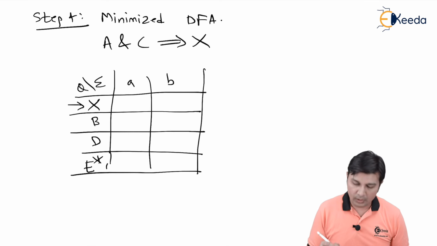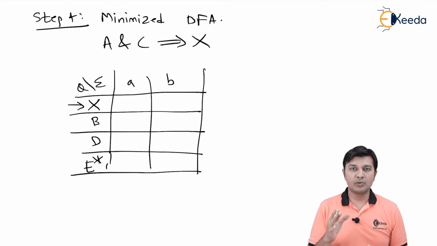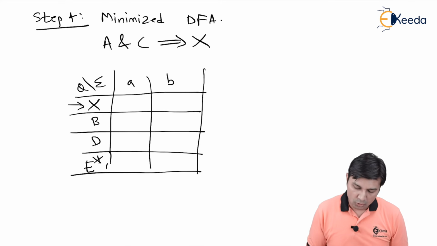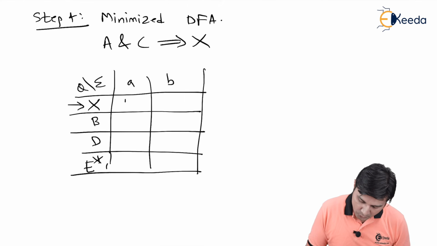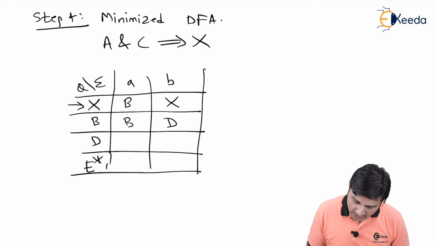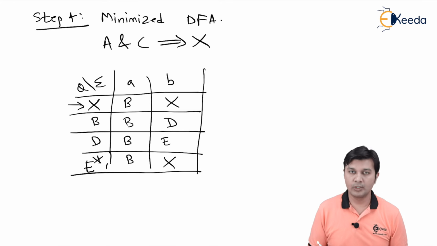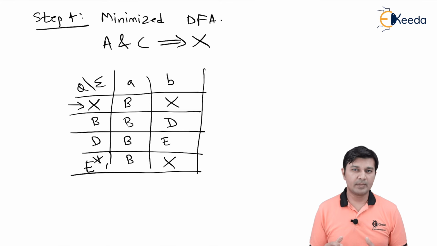Now repeat everything. Copy the diagram as it is from the previous diagram, but everywhere you have A and C, we replace it by X. So the first one was X on A goes to B and X on B goes to X. B on A goes to B and B on B is going to go to D. Then C is not there. D on A goes to B and D on B goes to E. Lastly, E on A goes to B and E on B is going to go to X. Now that is my minimized DFA.